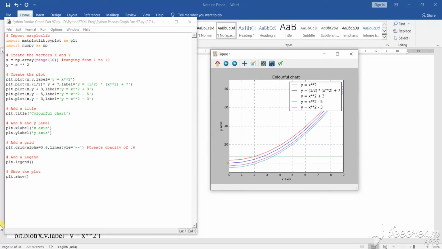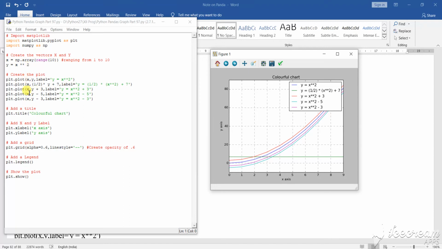See here, in each case I have changed the plotting phase. For the first plot, what is the first plot? First plot x and y. This is the basic plot. Based on this, the first plot has been plotted: x and y, based on the label y equals x to the power of 2. That means x will go 1 to 10 and y is x to the power of 2, that means the square of x.